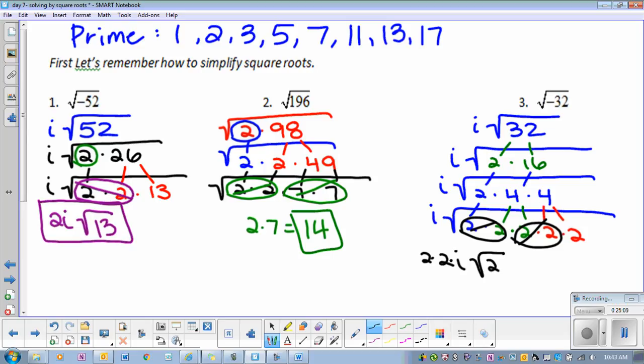Don't leave it as 2 times 2 times I, okay? What is 2 times 2? 4. So it's 4I root 2. Are we okay with that? All right. How do we feel about this? Do you want to do another one? All right, then you guys try number 4, please.